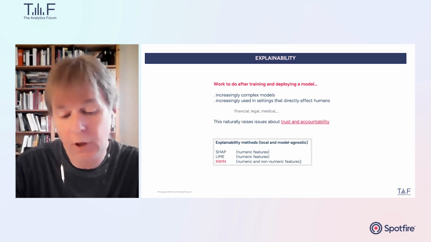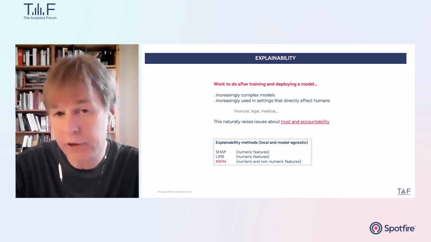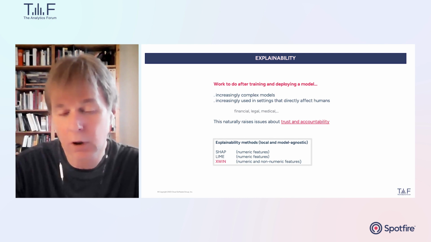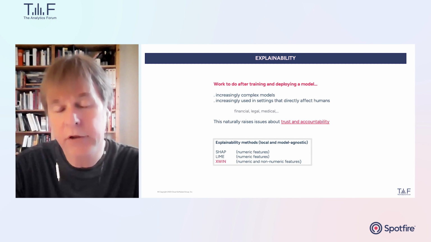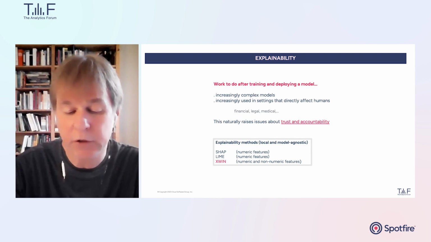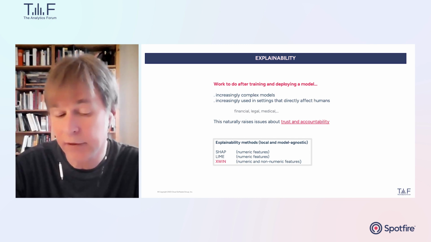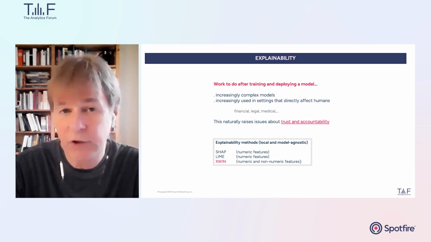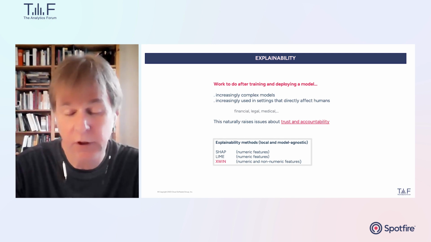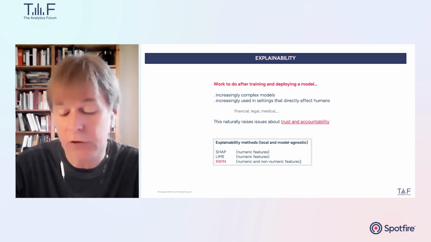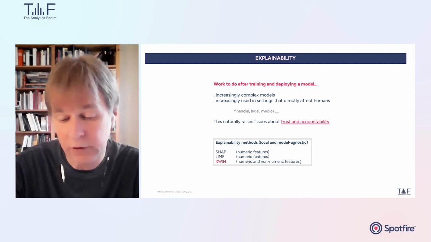However, just making predictions often is not the end of the story, and this is where model explainability and model monitoring play a role. Machine learning models are increasingly being used for making decisions in situations that directly affect humans. Examples are financial, legal, medical settings. Naturally, this raises questions about accountability and trust.